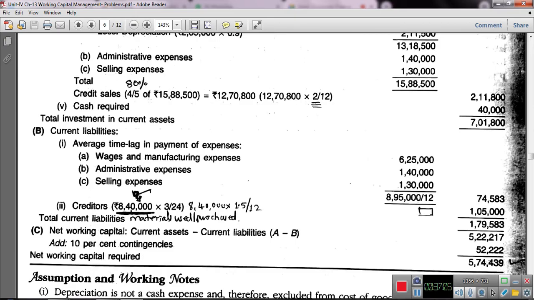So the average time lag in payment of all expenses is 8,95,000 into 1 divided by 12, or simply you can rewrite it as 8,95,000 divided by 12. So monthly the company needs to hold an amount of 74,583 rupees to meet all the expenses.